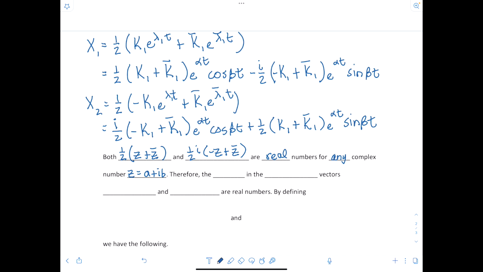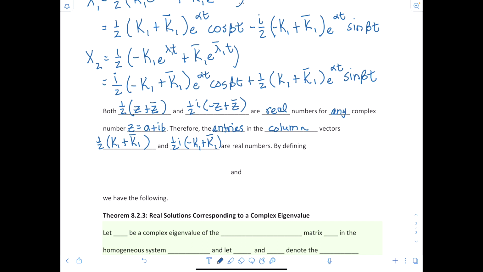Therefore, the entries in the column vectors one half times (vector k1 plus k bar 1) and 1/2 i times (vector negative k1 plus k bar 1) are real numbers. By defining vector b1 as 1/2 times (vector k1 plus vector k bar 1), and vector b2 as i over 2 times (negative k1 plus k bar 1), we have the following theorem.